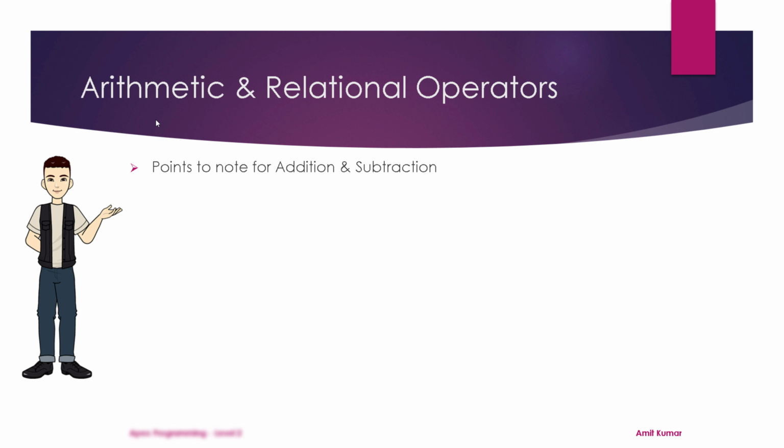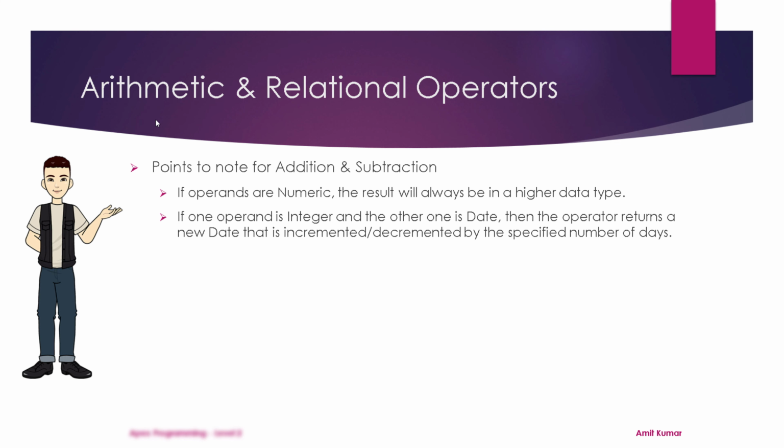There are some points to note for addition and subtraction. If operands are numeric, the result will always be in a higher data type, and that is true when we are using mixed data types. If you are working with an integer and a double, the result will always be double. If one operand is an integer and the other one is a date, then the operator returns a new date that is incremented or decremented by the specified number of days. We have already seen that in one of our previous videos.